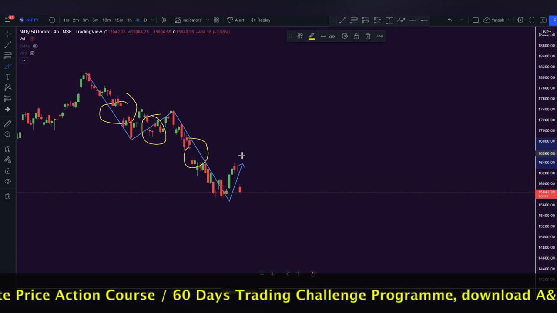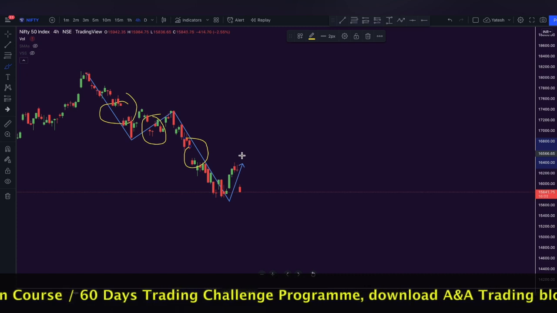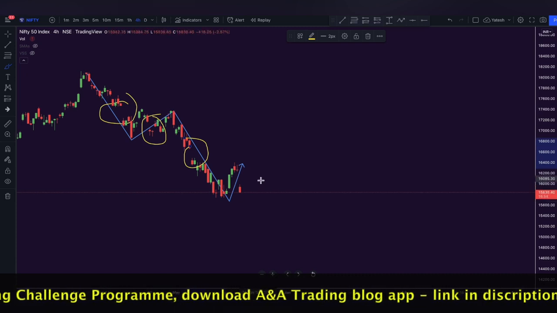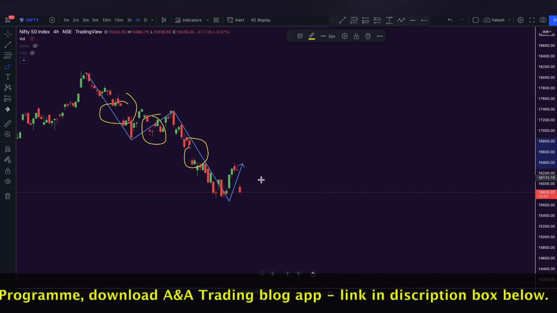Now it's very important that you identify a trend and you follow the trend. In this case, the market is going in a downtrend, so you should look for selling opportunities.